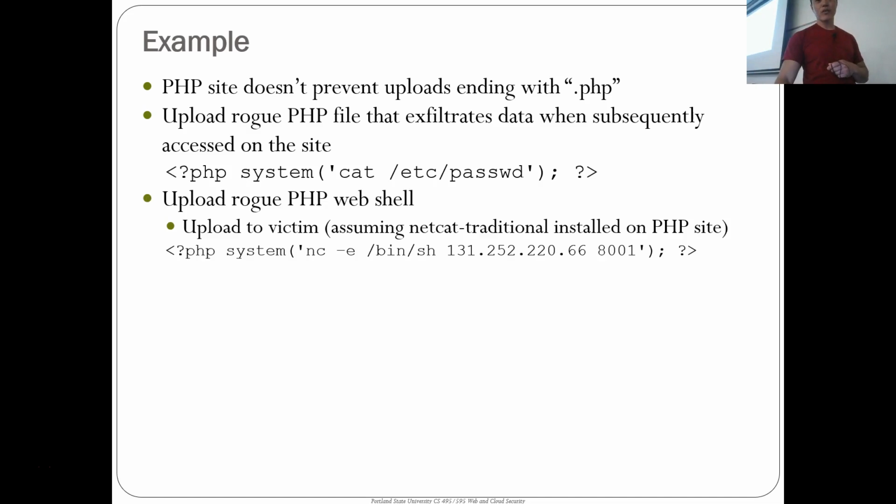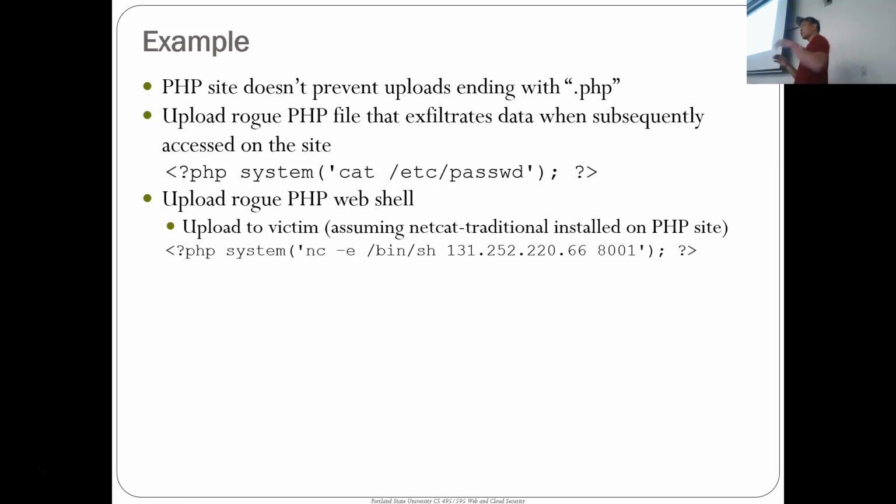Typically, if you have this vulnerability, you would want to upload a web shell. So PHP web shells are a thing. Here's a very primitive PHP web shell. This is assuming that the victim PHP site has Netcat installed, which maybe it doesn't, but there are other ways around it if it doesn't have Netcat installed. But here's a really simple PHP script that implements a web shell.